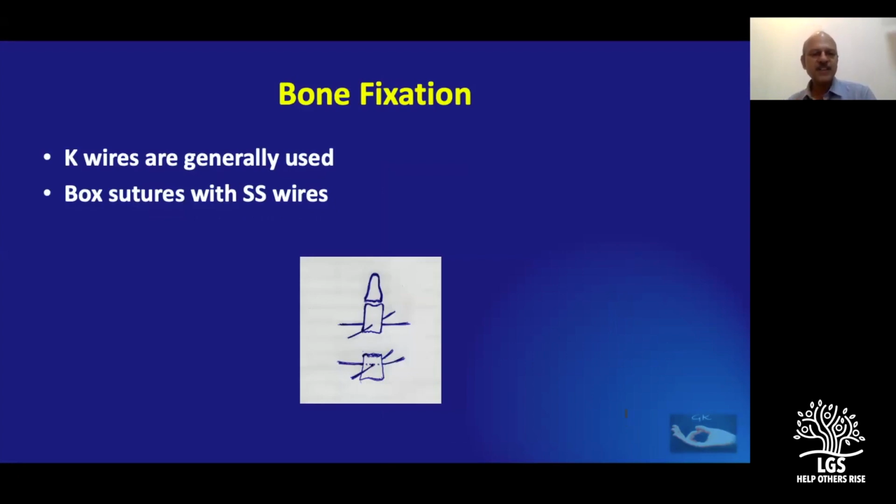In bone fixation, I told you we have already spoken about the use of K wires, or you can use stainless steel wires. There is something known as a box suture. That is, two K wires are passed both in the distal segment and in the proximal segment at right angles to each other. And once the amputated part is brought in, you just have to tweak them together and tie the SS wires. The only problem with this is you will have knots on all sides. But this is a very quick fixation and a very rigid fixation.